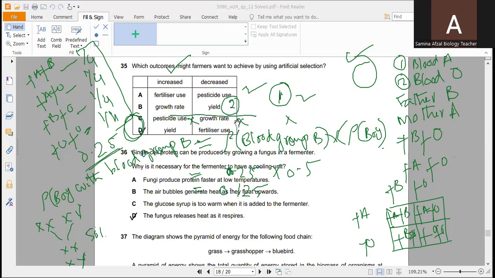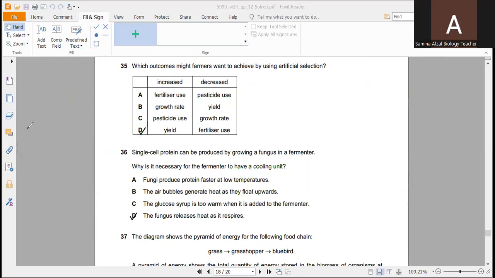Next, question number 35 is there. And question number 35 is, which outcomes might farmers want to achieve by using artificial selection? Yes, artificial selection. What is artificial selection? That is, you want to choose the organisms of your own kind. For this purpose, you make the best selection of the organisms, whether they are plants or animals.